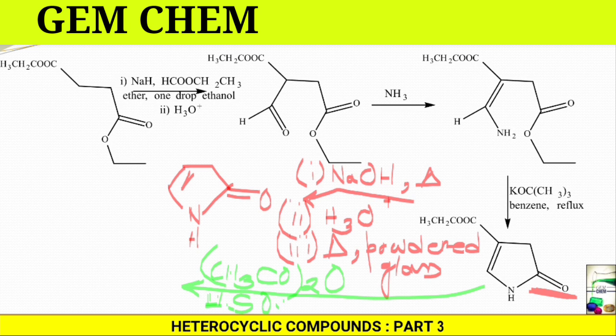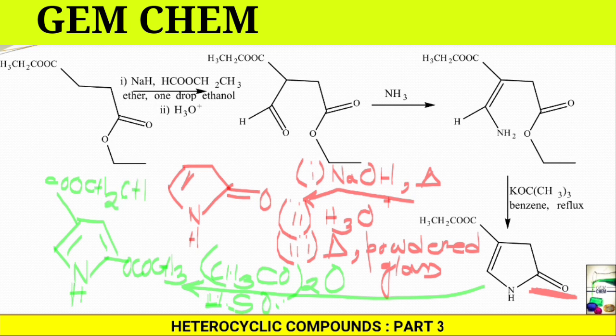So you are going to get NH, and in this position you will have OCOCH3, and here you are going to have COOCH2CH3, right?